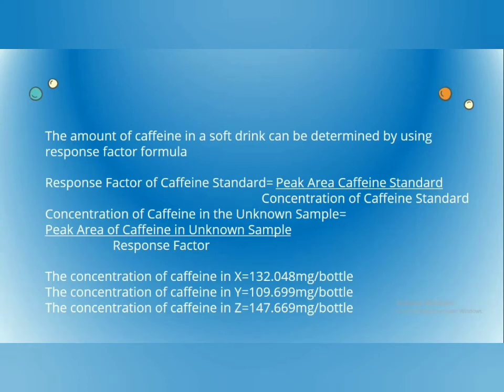The amount of caffeine in a soft drink can also be determined by using the response factor formula. The response factor of the caffeine standard is equal to the peak area of the caffeine standard divided by the concentration of the caffeine standard. So the concentration of caffeine in the unknown sample can be obtained by the peak area of caffeine in the unknown sample divided by the response factor. The concentration of caffeine in X is equal to 132.048 mg per bottle, in Y 109.699 mg per bottle, and lastly, in Z 147.699 mg per bottle.